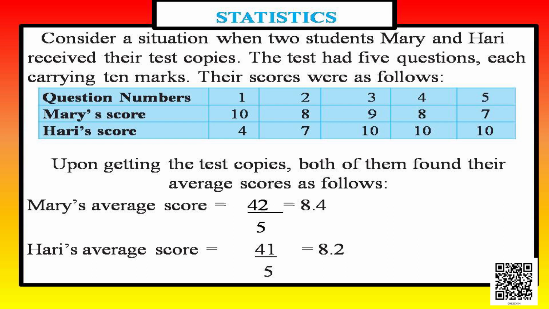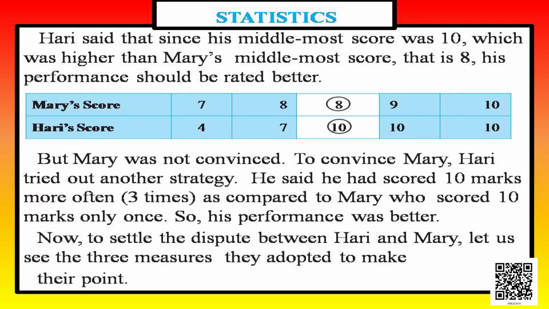Now, upon getting the test copies, both of them found their averages as follows. Mary's average score is 42, which is the total of all her marks, divided by 5, which comes to 8.4. And Hari's average score is 41, the total of his marks, divided by 5, which is equal to 8.2. Since Mary's average score was more than Hari's, Mary claimed to have performed better than Hari. But Hari did not agree.